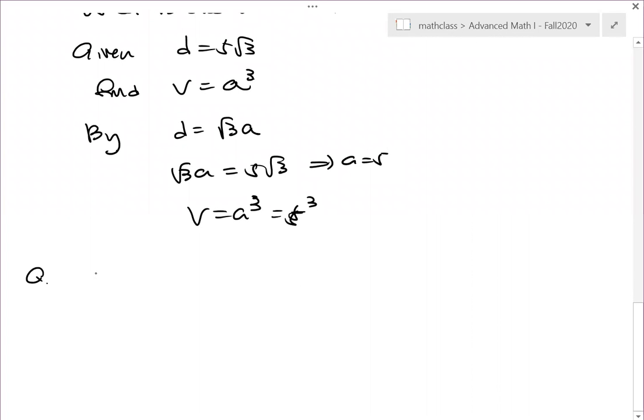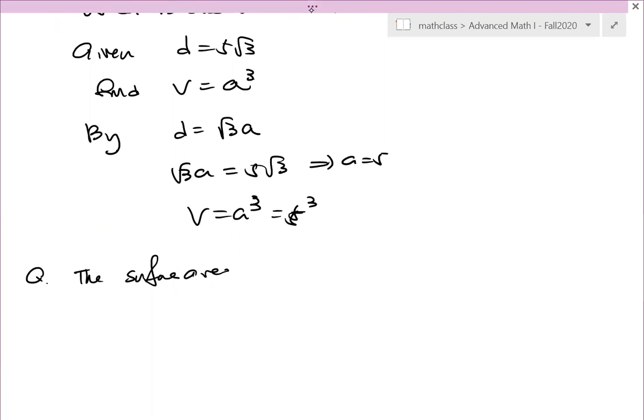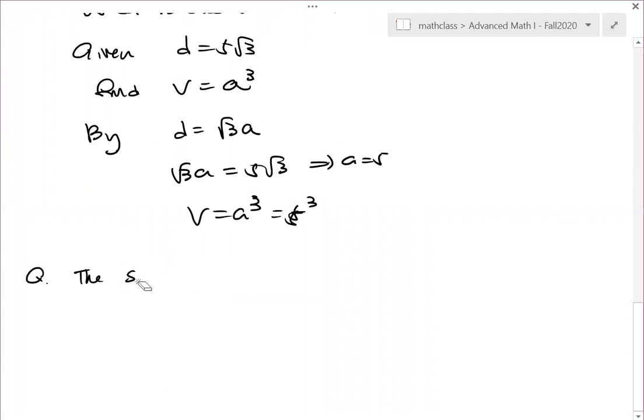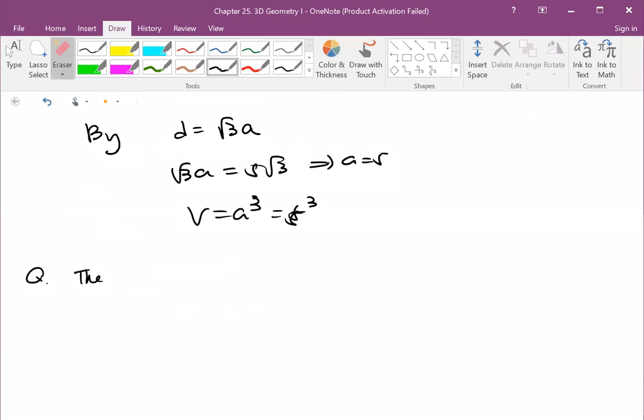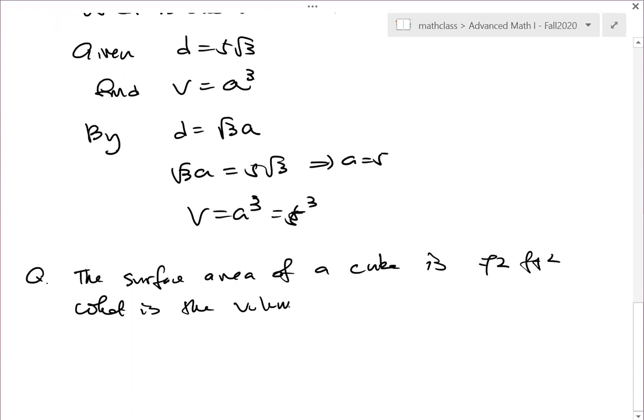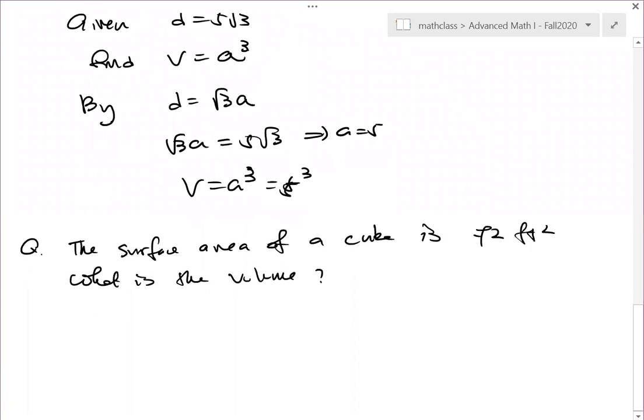So my next problem is maybe I wanted to find, okay, the surface area. We know the surface area of a cube. Okay, I want to find out other information about the cube. So surface area of a cube is 72 square feet, for example. Okay, what is the volume? Right? Are you able to figure it out?